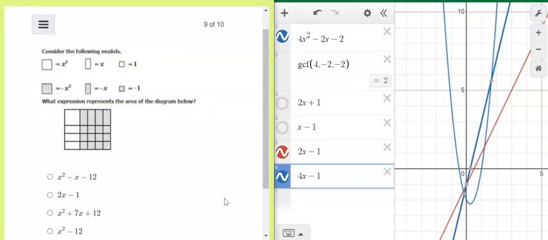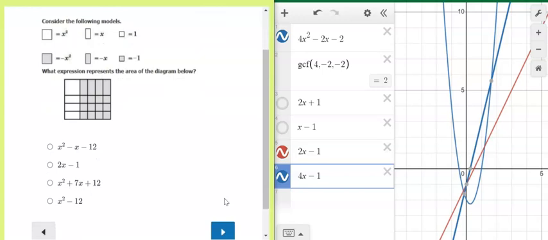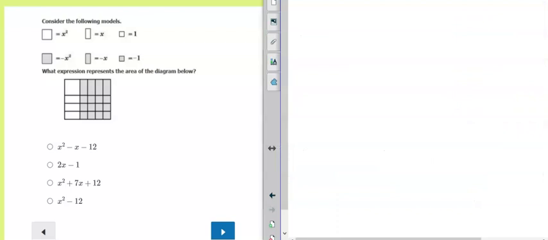All right. Which expression represents the area of the diagram? Let me go ahead and copy it over to this real quick. So what we really are trying to do here is just count the boxes. So I know that it's going to be x squared right here. And then for -1, I have 1, 2, 3, 4, 5, 6, 7, 8, 9, 10, 11, 12. So I have x squared, and then I have -12 little boxes.